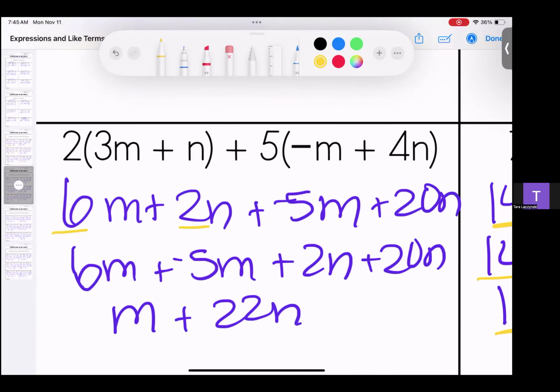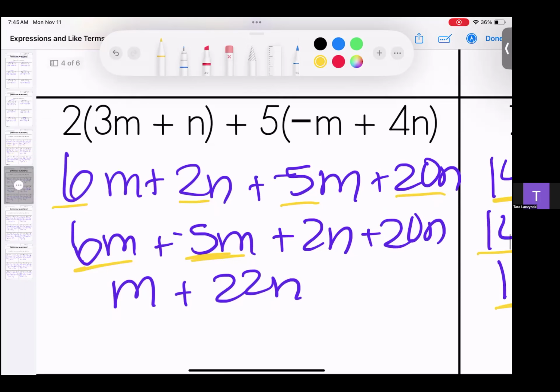2 times 3 is 6. 2 times 1 is 2. 5 times 1 is 5. 5 times 4 is 20. 1 negative. 5m and 6m and negative 5m, we subtract them, leaving us with just the m. You could put 1m, but proper is just to leave the exponent or the variable. 2 plus 20 is 22.